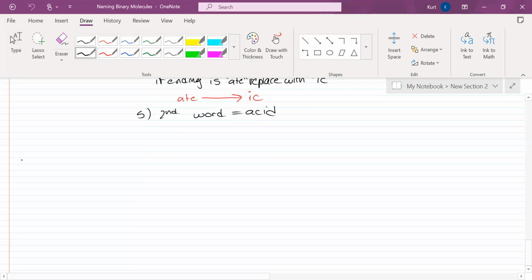Okay. So when it comes to naming acids, Emma, can you turn off the light?